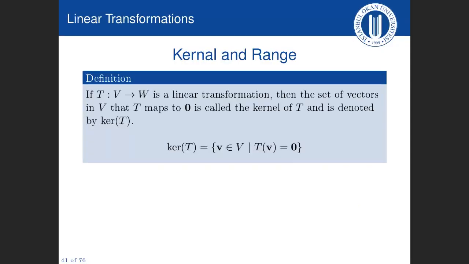Let's talk about kernel and range. Let's suppose T from V to W is a linear transformation. Then the set of vectors in V which T maps to 0 is called the kernel of T, and we denote this by ker T. So the kernel of T is all of the vectors v in V such that T of v is equal to the 0 vector.